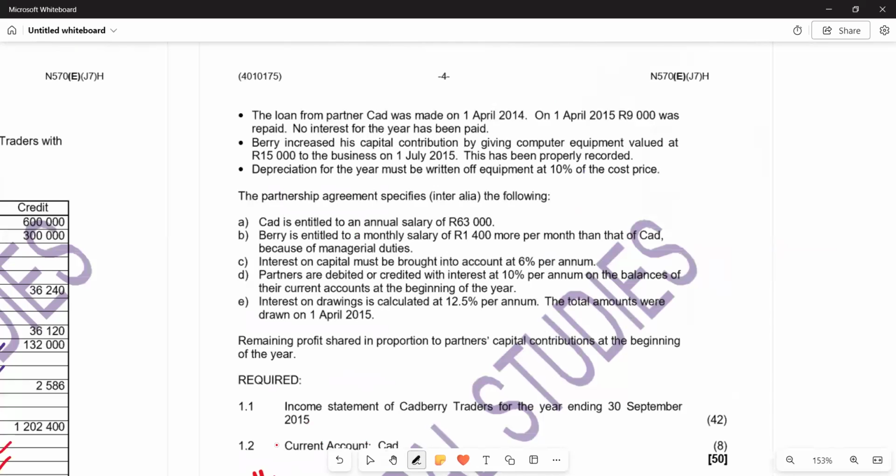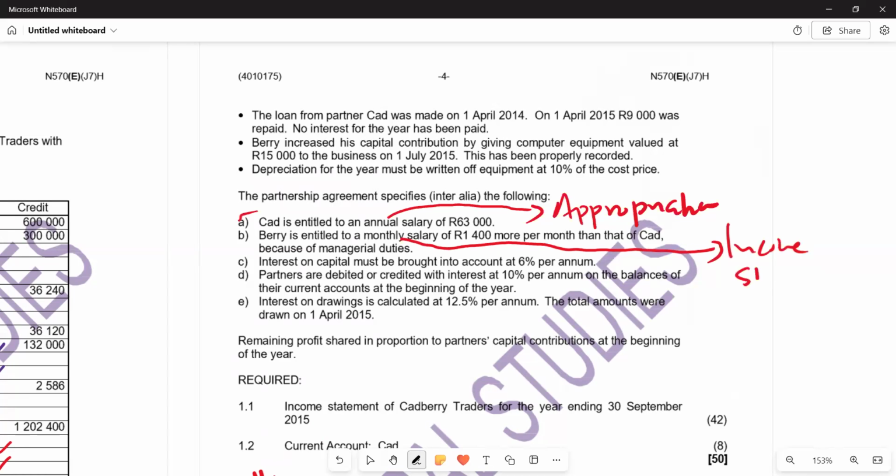So when we are given this under the partnership agreement, the first one is saying CAD is entitled to an annual salary of 60,000. So whenever it says annual, when it's a salary of a partner, but it's written as annual, you adjust it in the appropriation. But when it's a salary of a partner and it's written monthly, you are supposed to adjust it in the income statement under less expenses. So this is what we have.